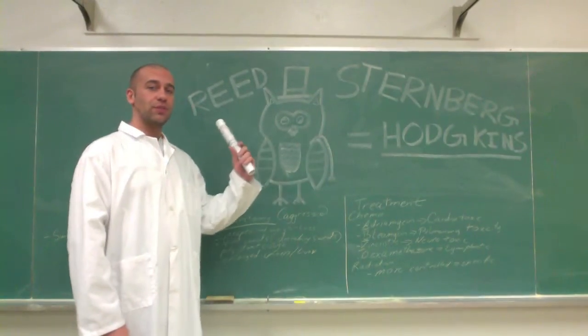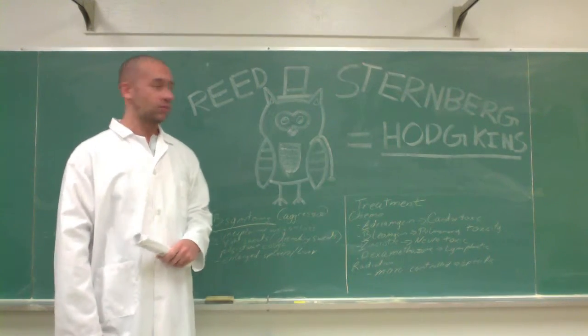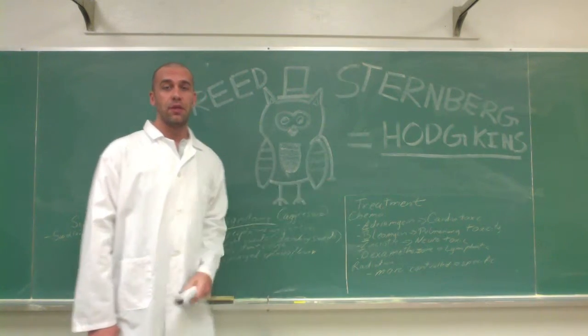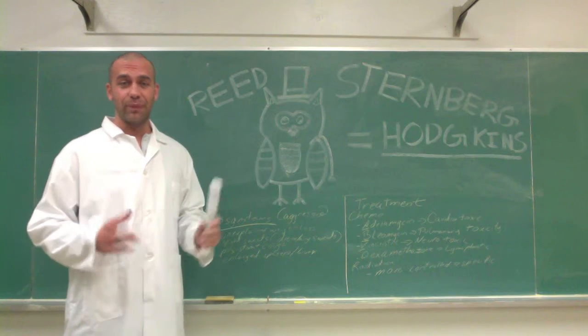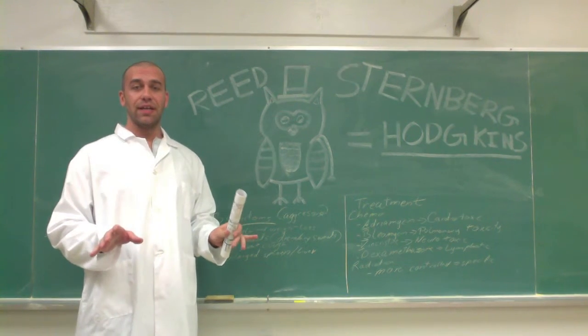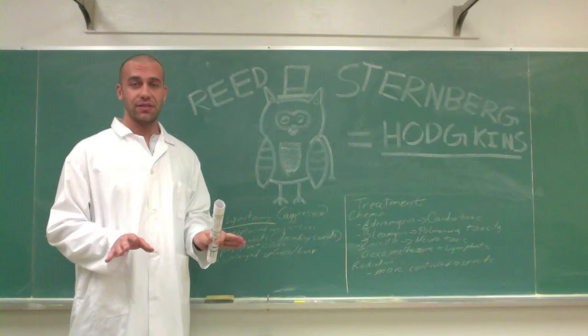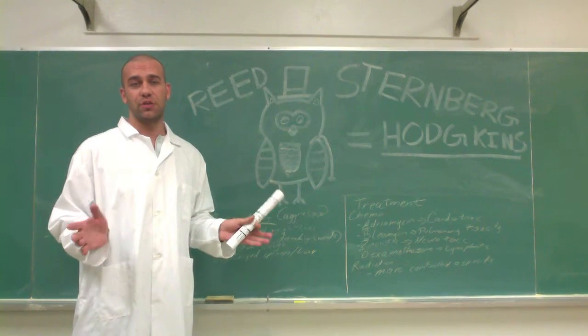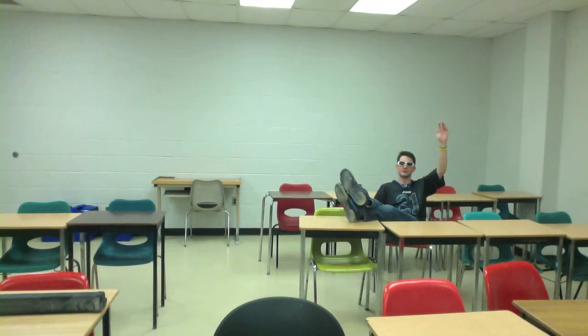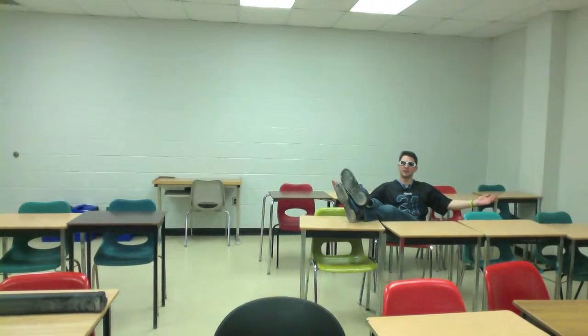So this brings me to Reed-Sternberg cells, which are in Hodgkin's lymphoma. So you're probably wondering what they are. Basically, a simple way of thinking of them is that they are B cells that are just crippled. It looks like somebody chewed on them or something.